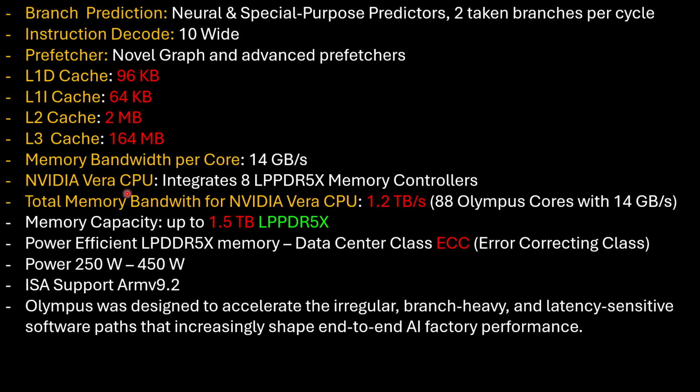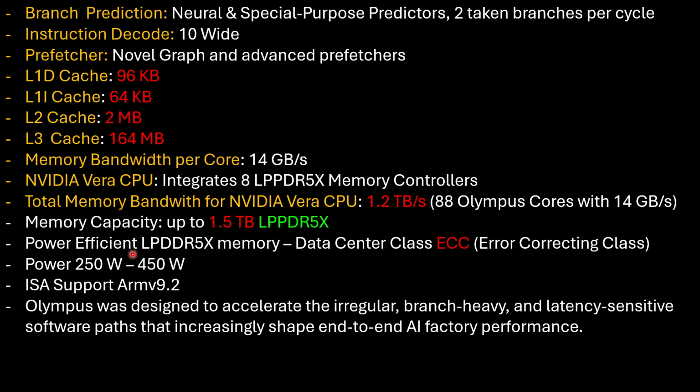So NVIDIA Vera CPU integrates 8 LPDDR5X memory controllers, like we mentioned before and as on that picture. Total memory bandwidth for NVIDIA Vera CPU for all 88 Olympus cores at 14 gigabytes per second is 1.2 terabytes per second, and the memory capacity is up to 1.5 terabytes LPDDR5X for this type of CPU and for this architecture.